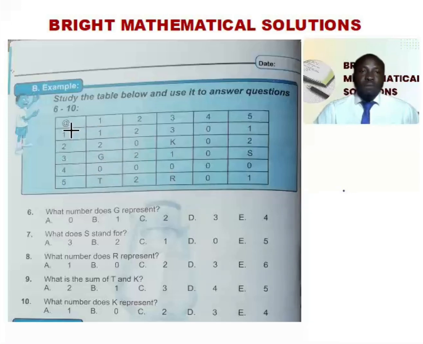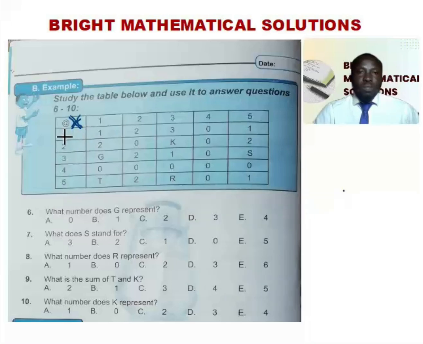Now we have 1 to 5 on the column, and we also have 1 to 5 on the row. There is an operation that binds this column and this row together that gives this result. So the first thing is for us to understand that operation. The operation that goes on here is multiplication. That is the first thing that we must decide.